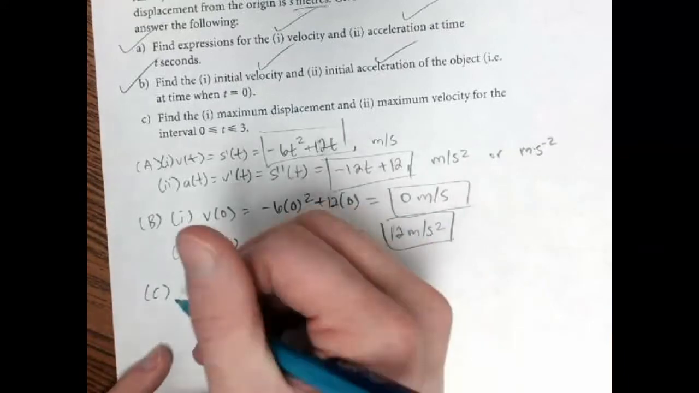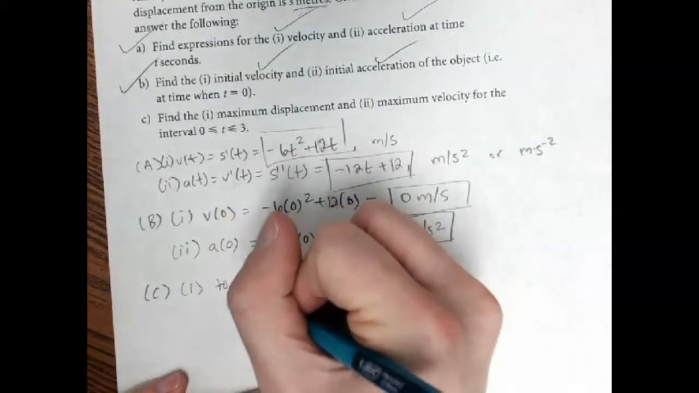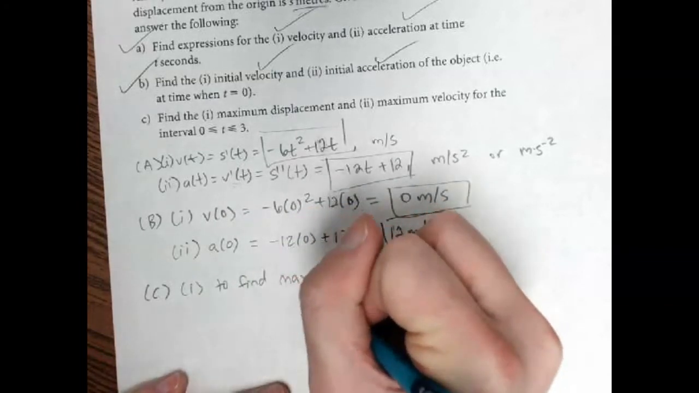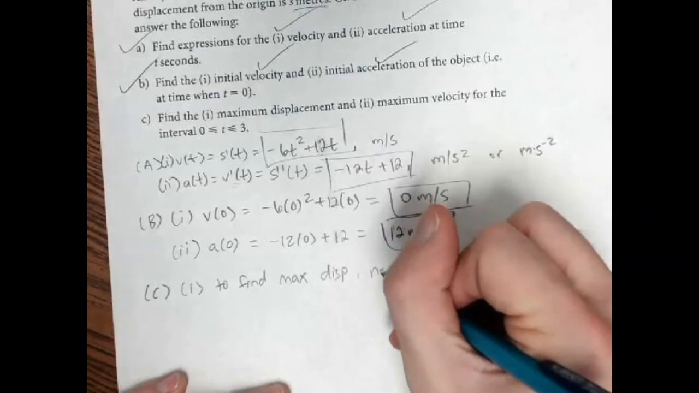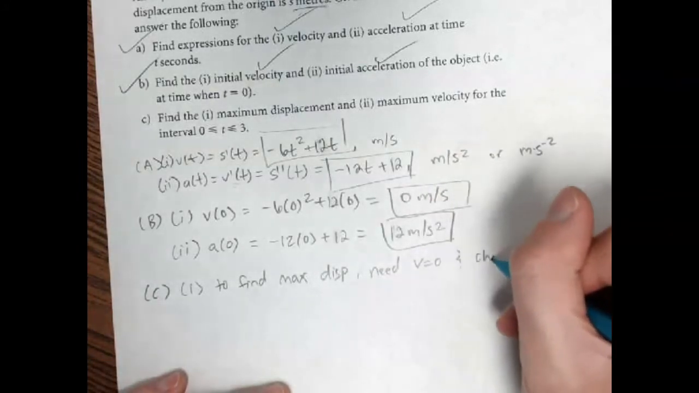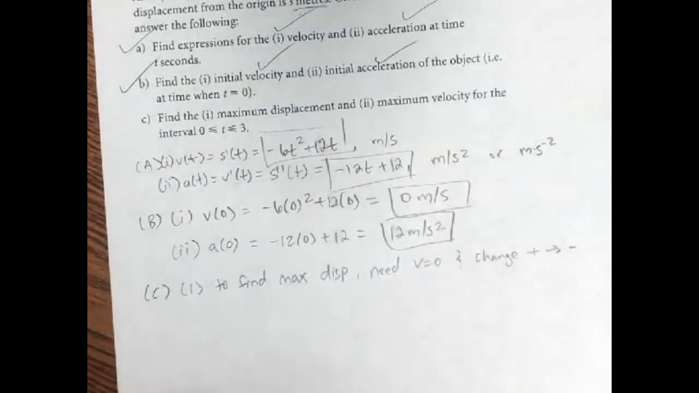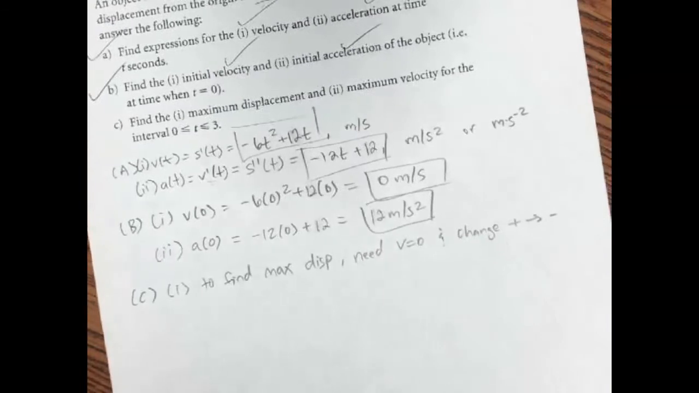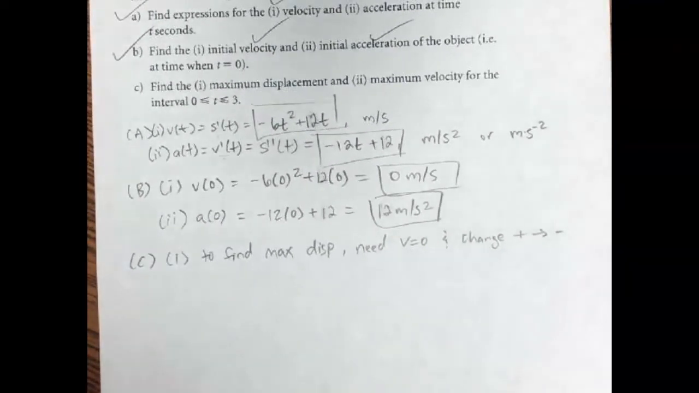All right, let's go through and find the max displacement. To find max displacement, we are going to need the velocity equal to 0, and specifically you're going to need it to change from positive to negative, right? You're finding that derivative sign chart, and then you're going to have to confirm that it changes from positive to negative. So let's go for it.